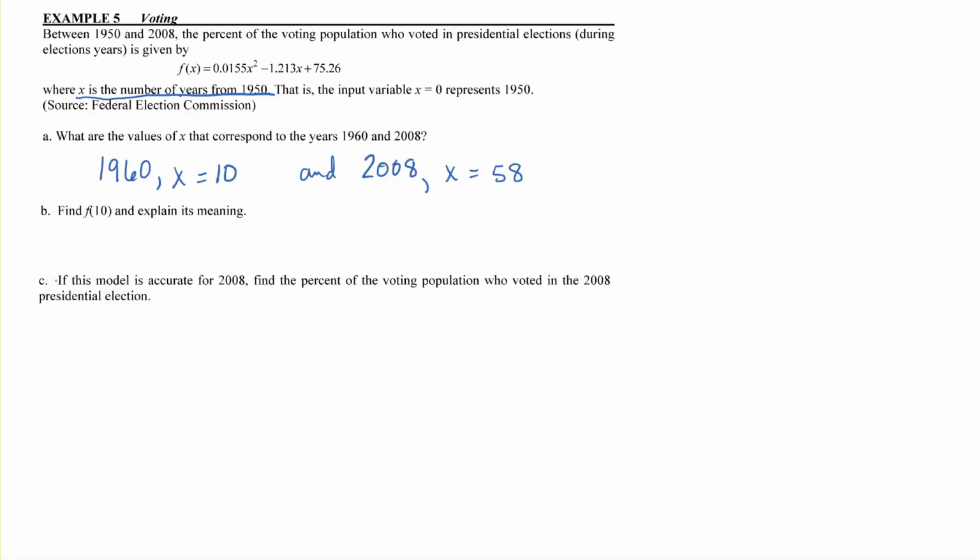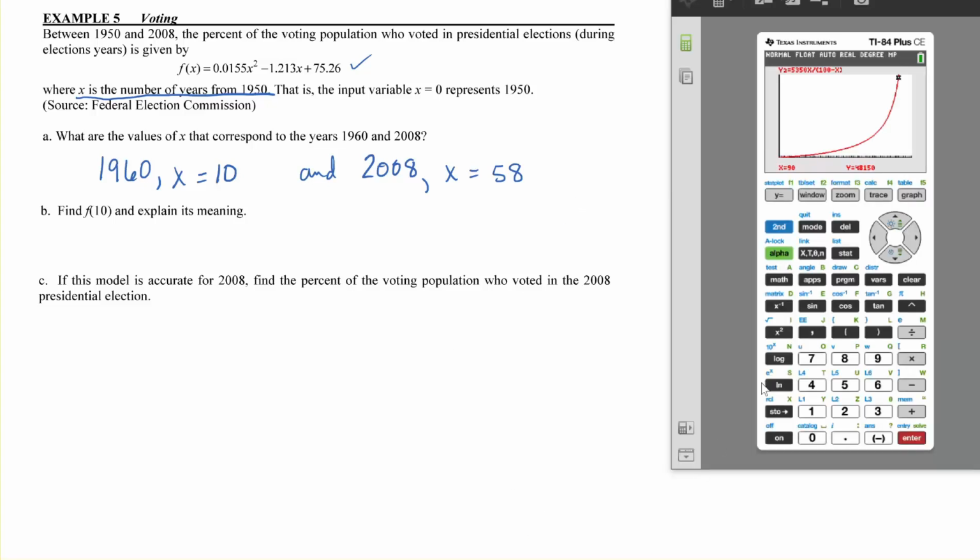But if you look later in the problem, it says the model is accurate for 2008. Find the percent of the voting population who voted in the 2008 presidential election. So we're going to have to do this again. If you want, you can plug it into the calculator. You could even put this into the graphing part of the calculator and trace to find the x value of 10 and the x value of 58 and see what the y readout is on that. It's up to you, whatever you like. I'm going to go ahead and just type it in.